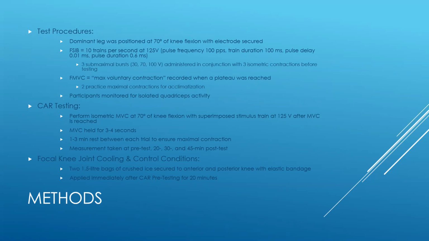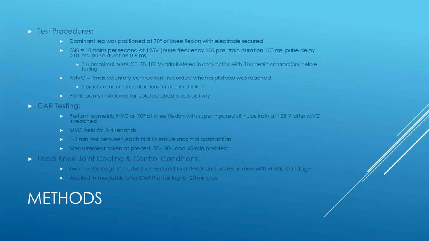The way they did this was they had the patient lie down with their dominant leg positioned at 70 degrees of knee flexion. There was then an electrode secured within that quadriceps muscle. The FSIB, that burst, was 125 volts in 10 trains per second intervals. They had 3 submaximal bursts of 30 volts, 70 volts, and 100 volts that were administered with 3 isometric contractions, but those were performed prior to testing to acclimate the patient to the situation at hand.